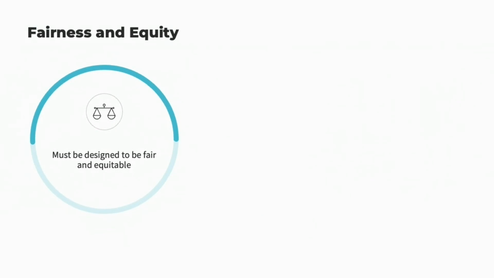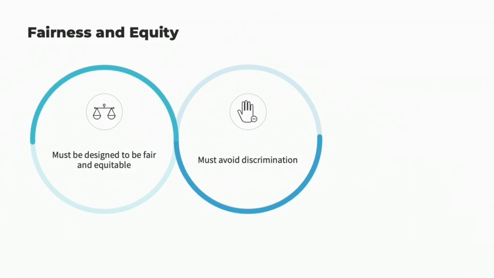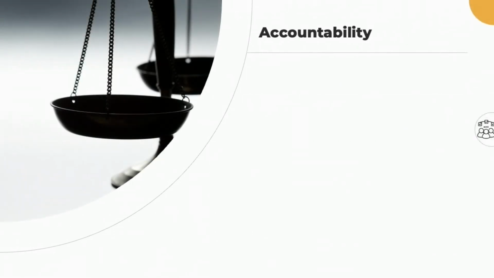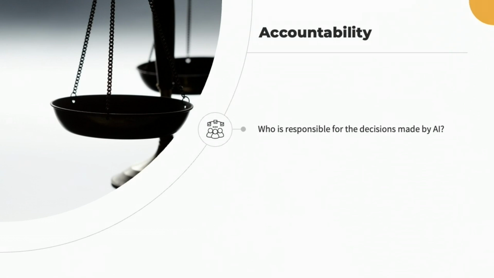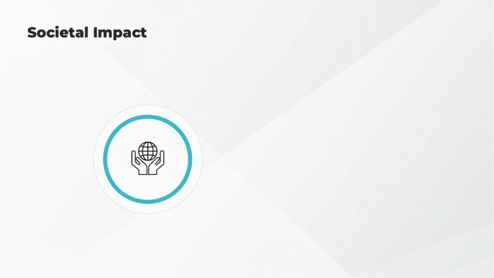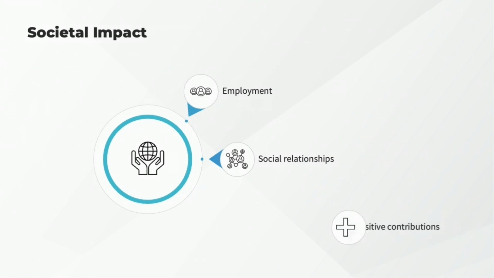Then there's this principle of fairness and equity. AI must be designed to be fair, avoiding discrimination against any group or individual. This involves ensuring that AI systems do not perpetuate existing societal biases. Then there's accountability. Determining who is responsible for the decisions made by AI systems is critical. This includes addressing the legal and ethical implications of AI actions. And societal impact. The broader impact of AI on society, like employment and social relationships, must be considered to ensure that the development of AI technologies contribute positively to society.